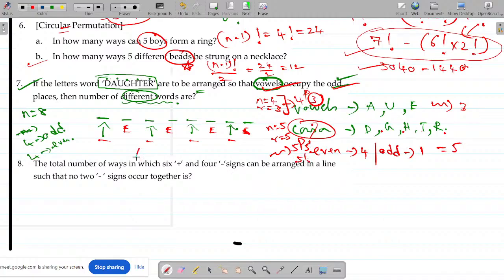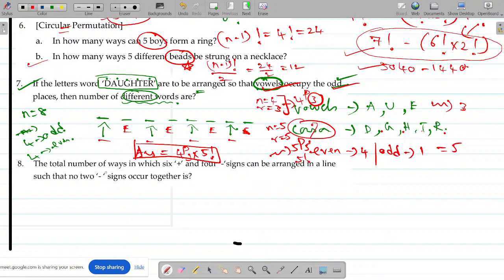So what's the final answer? Let me have this as the answer. The final answer is 4P3 into 5 factorial. Is it okay? Okay, right? Shall I go for the eighth one? Let me finish up the eighth one also.